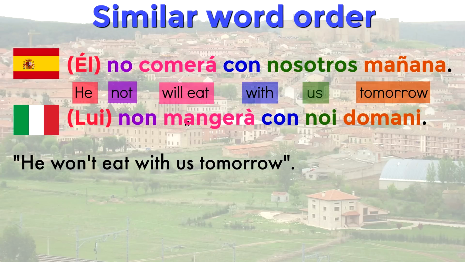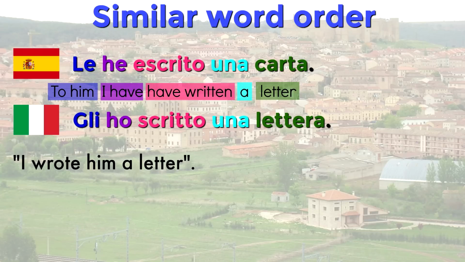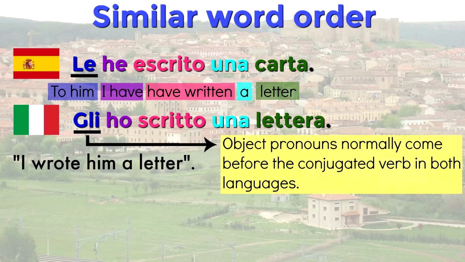Notice that in both languages, the subject pronoun is normally optional because the verb is conjugated for person and number. Another example. In Spanish, Le he escrito una carta. In Italian, gli ho scritto una lettera. This means I wrote him a letter. So here the word order is still exactly the same. And notice that the object pronoun comes before the conjugated verb, in this case the auxiliary verb, in both languages.